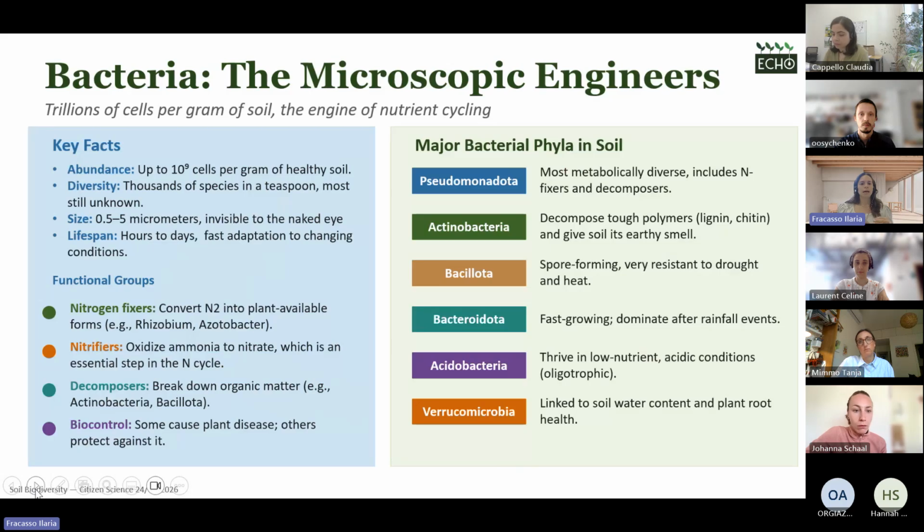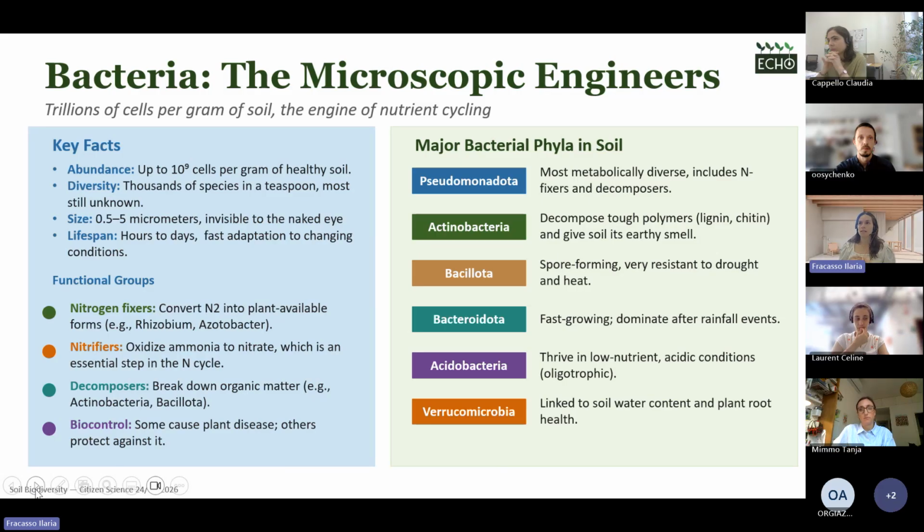So first of all, bacteria are the microscopic engineers of soil. They are a lot. Think about that in a single teaspoon of soil, we can have billions of bacteria, and they are divided in different groups, and each group has its own functions. For example, bacteria can convert nitrogen into plant available forms. They are decomposers, so they can break down organic matter, and they can also act as biocontrol agents. In some cases, they cause plant disease. In some other cases, they protect plants against disease.